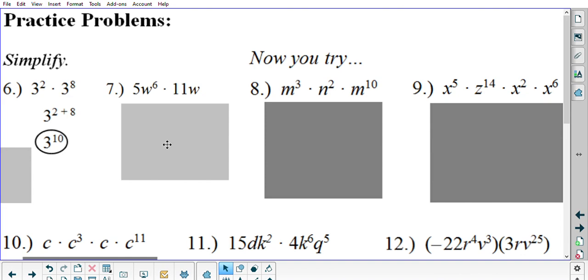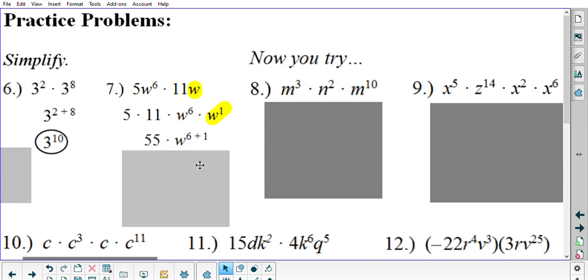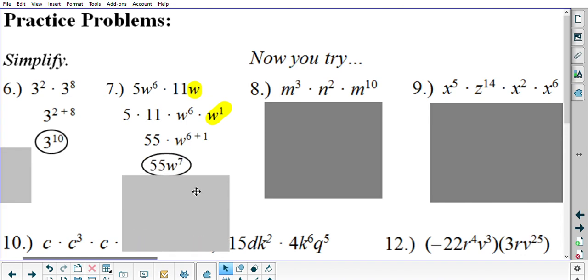Number 7, we can take the commutative property, put the 5 times 11 on the left, and then w to the 6th times w. Now, let's talk about the details here. The W that we saw by itself is not the same as W to the 0, it's the same as W to the first power. And so now with that understanding, we can say that this becomes W to the 6 plus 1, which is W to the 7th power.